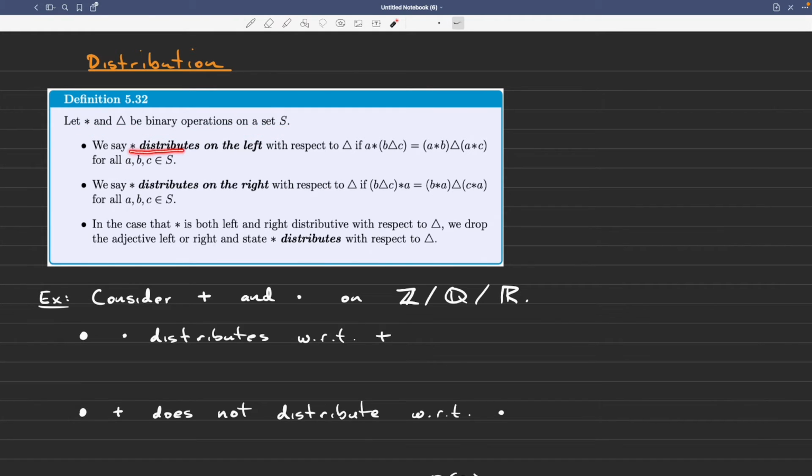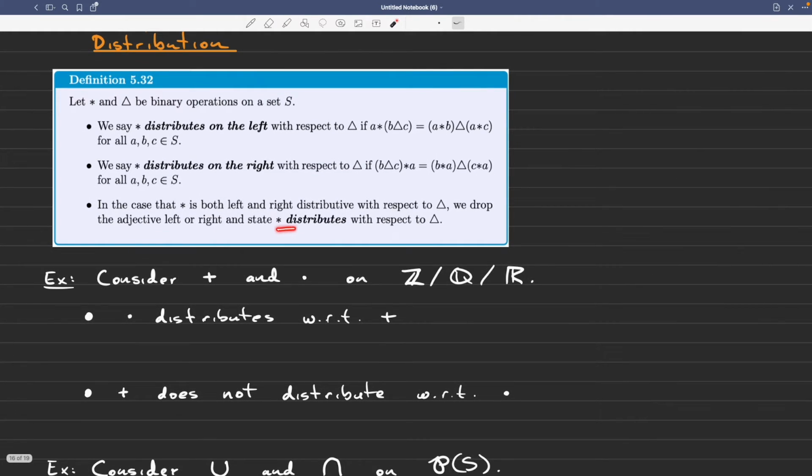If we say star distributes on the left with respect to triangle, it just means we have a setup like this right here. We're going to distribute A over that triangle to get A star B, and then triangled with A star C, like so. Because we don't necessarily know that these operations are commutative, we can't just turn things around the other way. So we have to talk about star distributes on the right as well, possibly. That's where A is distributing from the right-hand side, so we get this equation for distribution on the right. And if you get both of those, you just say star distributes with respect to triangle.